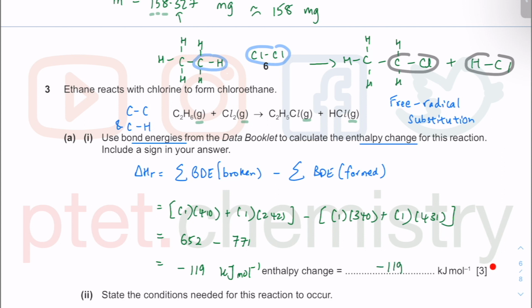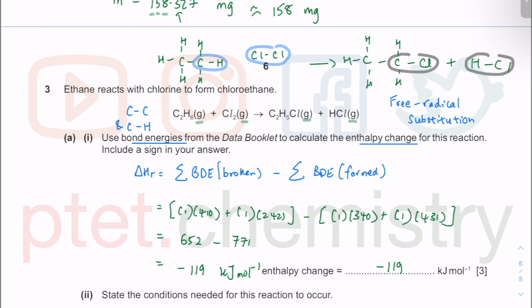Now for that 3 marks, some students will have been taught that you need to break everything, including all the CC single bond and the CH one. And here you are forming the CC single bond and 5 of this CH again. So you would just be wasting time in these sort of questions. Free radical substitution, where you just substitute one thing here. You don't really need to break everything.